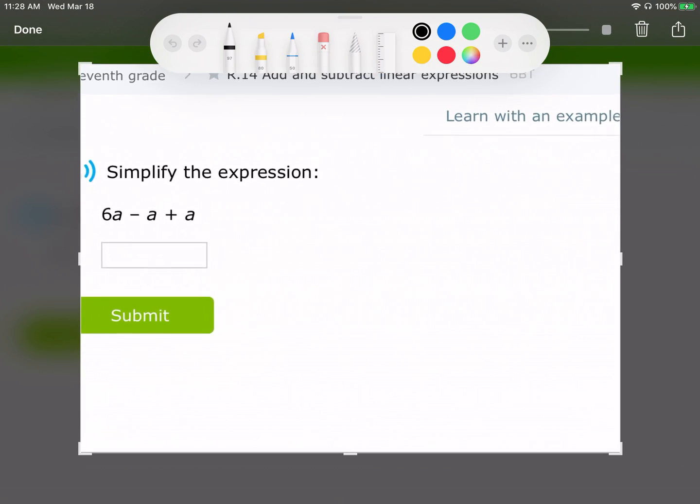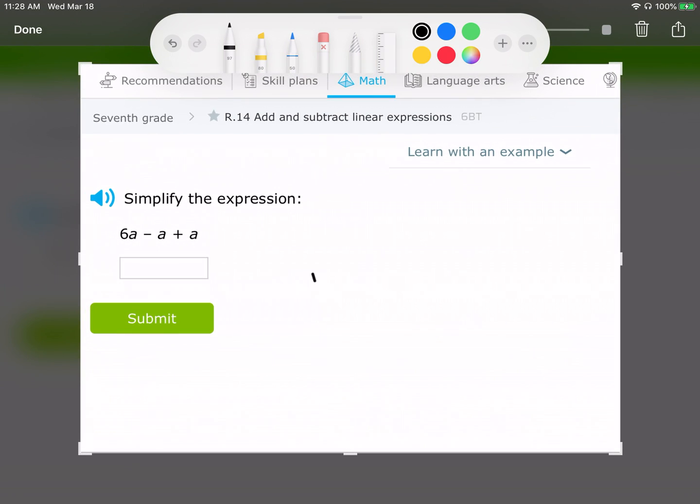So this problem is simple, but it messes people up. 6a minus a plus a. Now, this messes people up every now and then because there are no numbers. But sometimes words help too. So 6 apples minus an apple plus an apple. This problem is easy again.